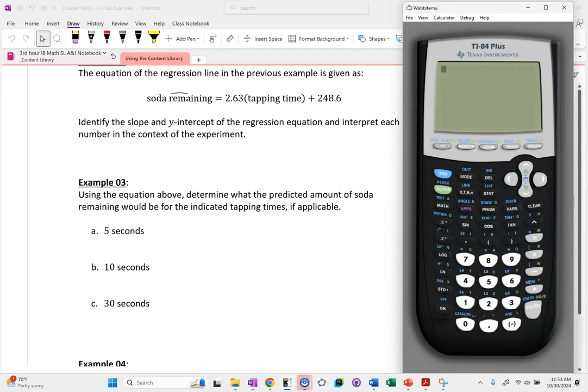B. Who's got your answer for B? Go. 274.9. Correct. Who's got the answer for C? Alessa. 327.5. Incorrect. Alessa. I don't know what I did. You didn't make a mistake in the calculator.